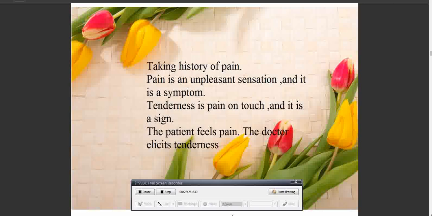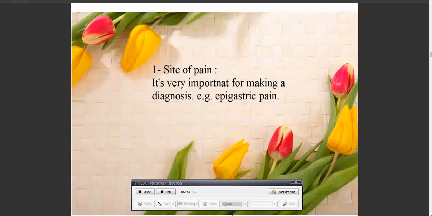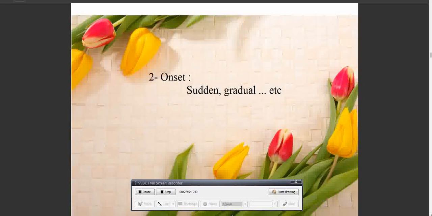Pain is an unpleasant sensation. It is a symptom in a way. Tenderness is pain on touch, and it is a sign, not a symptom. The patient feels pain; the doctor elicits tenderness. So you cannot elicit pain. Site of pain is one thing. You still use SOCRATES. Site of pain is very important for making a diagnosis, like epigastric pain. Right? Onset: sudden, gradual, etc.